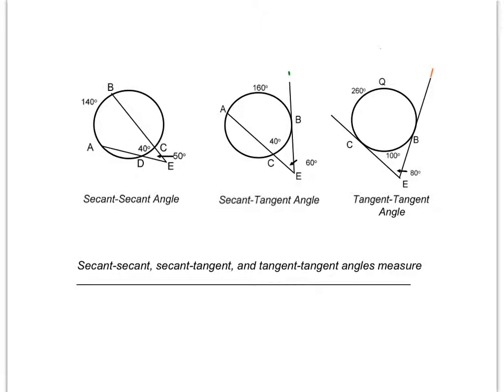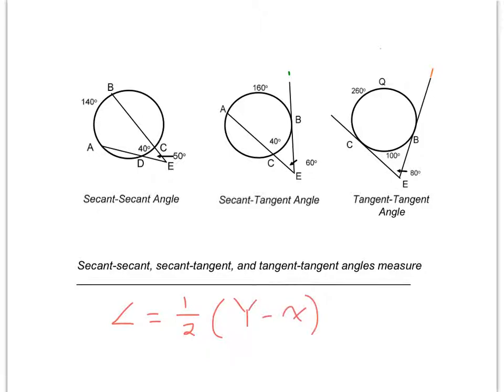The second one is the secant tangent. And the third one is the tangent. It's amazing how we name these things, okay? But the formula for all of these: the measure of my angle is equal to 1/2, not the sum of the two arcs, not half the arc because there's 2 of them, but 1/2 the difference of the 2 arcs.